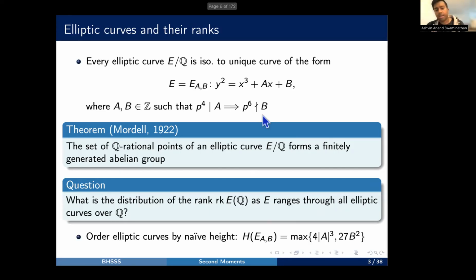Okay. In order to make sense of this question, we need to specify how we order elliptic curves, and we do so by the naive height. So the naive height of the curve E_{A,B} with the short Weierstrass form y squared equals x cubed plus ax plus b is just the maximum of 4a cubed and 27b squared. And you might recognize those two monomials as the two terms that comprise the formula for the discriminant of the curve. So that's the central question we're interested in.